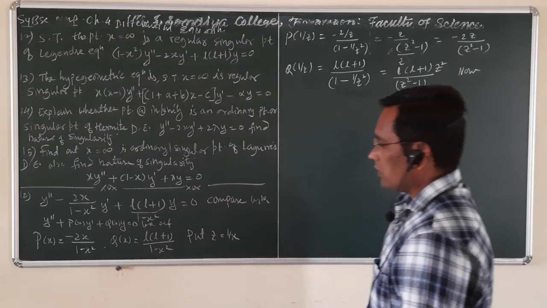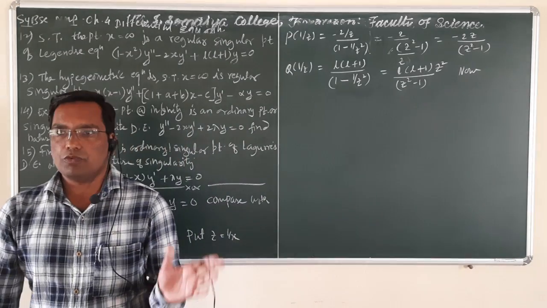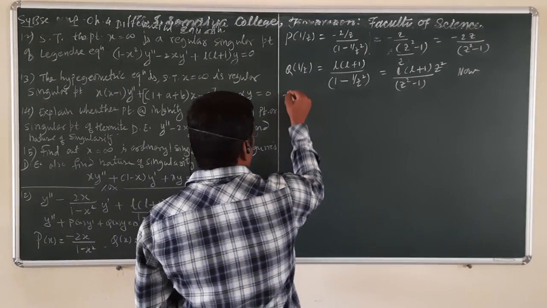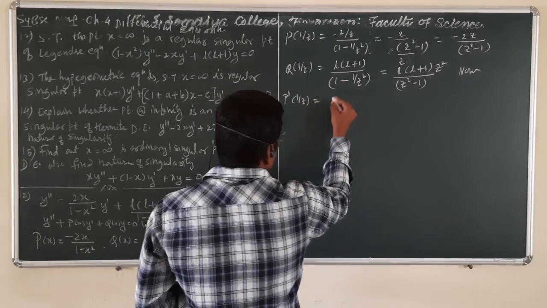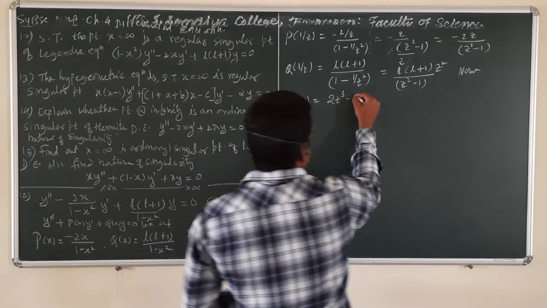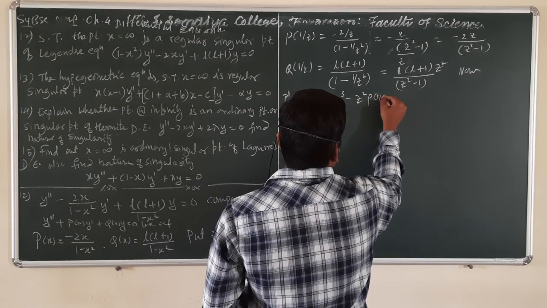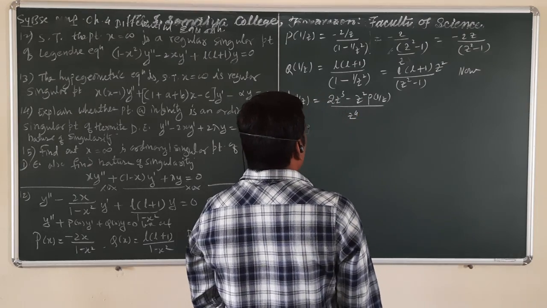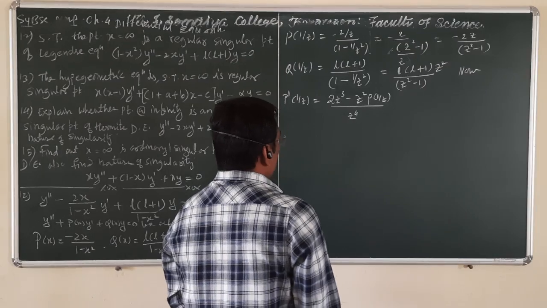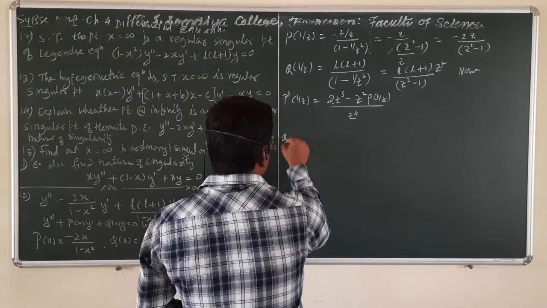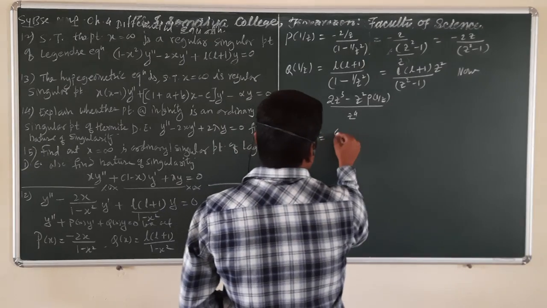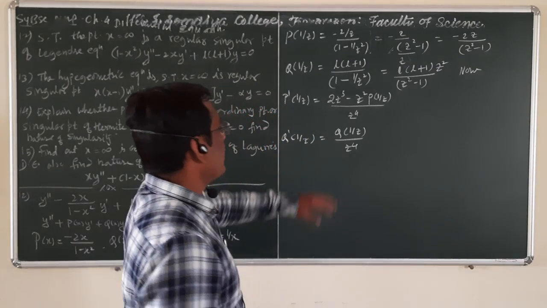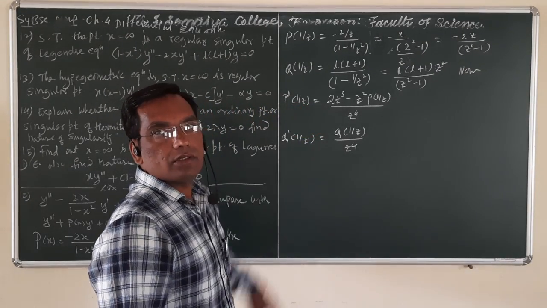Now here we can find p dash of 1 upon z and q dash of 1 upon z. So first of all, p dash of 1 upon z, which is (2z cubed minus z squared) p of 1 upon z, upon z raised to 4. Okay, and q dash of 1 upon z, which is q of 1 upon z divided by z raised to 4. Okay, so we can find p dash and q dash here.